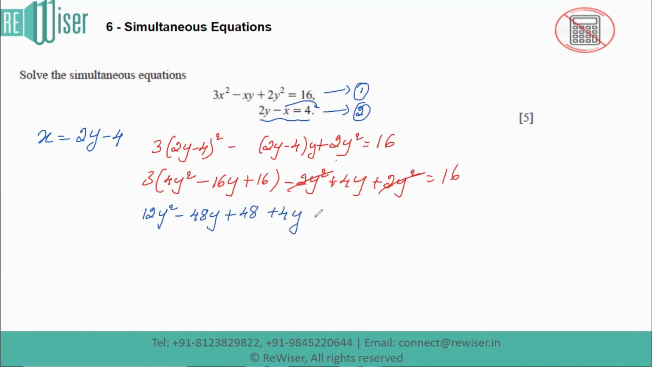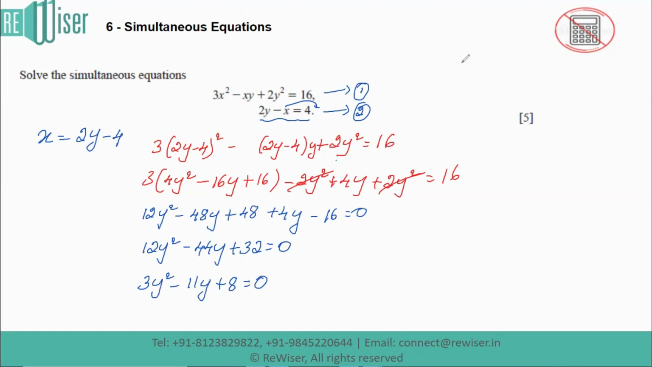And when 16 comes to the left hand side, it would be minus 16 equals 0. When I simplify this, it's going to be 12y square, minus 48y plus 4y would be minus 44y, and 48 minus 16 would be plus 32. And we can divide throughout by 4. So when I divide throughout by 4, it's going to be 3y square minus 11y plus 8 equals 0.